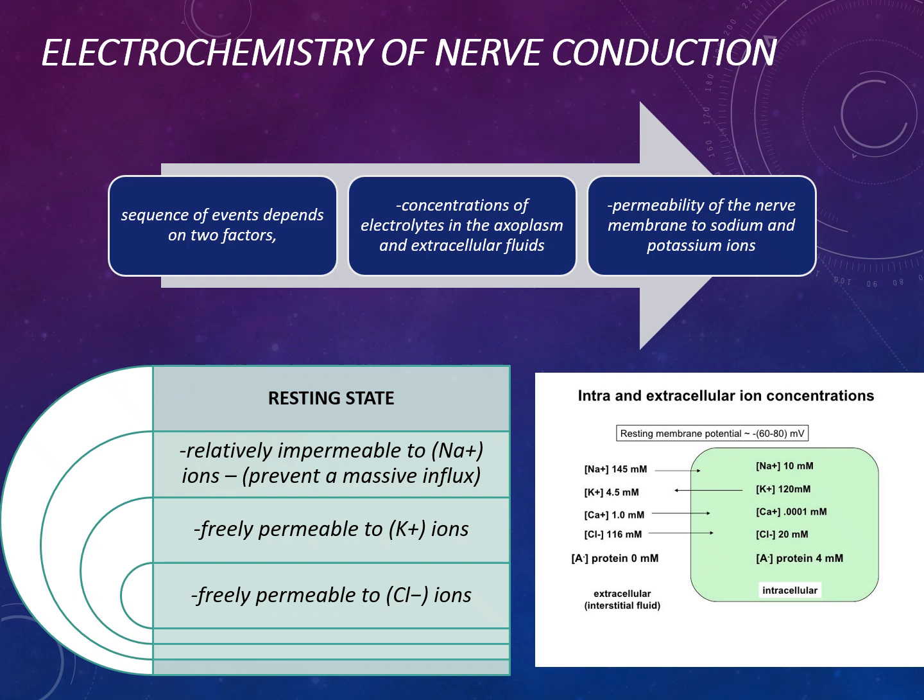It's a sequence of events that leads to the nerve conduction. It mainly depends on two factors: the concentration of electrolytes in the axoplasm and extracellular fluids, and second, the permeability of the nerve membrane to sodium and potassium ions. In a resting state, the nerve membrane is relatively impermeable to sodium ions and it is freely permeable to potassium ions. It is impermeable to sodium ions to prevent a massive influx. The ions are potassium and chloride.